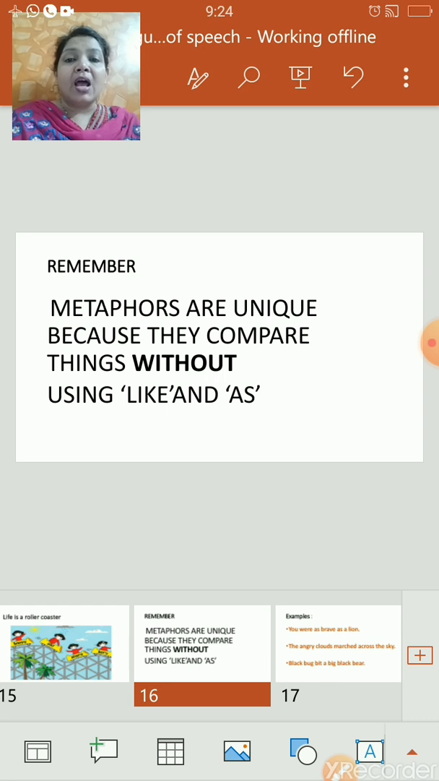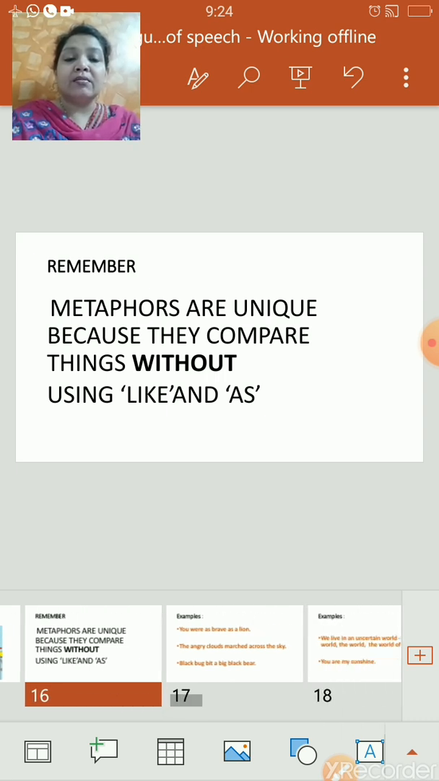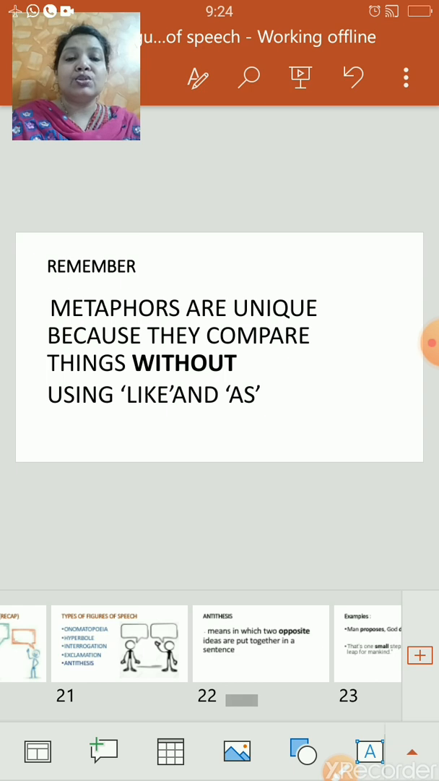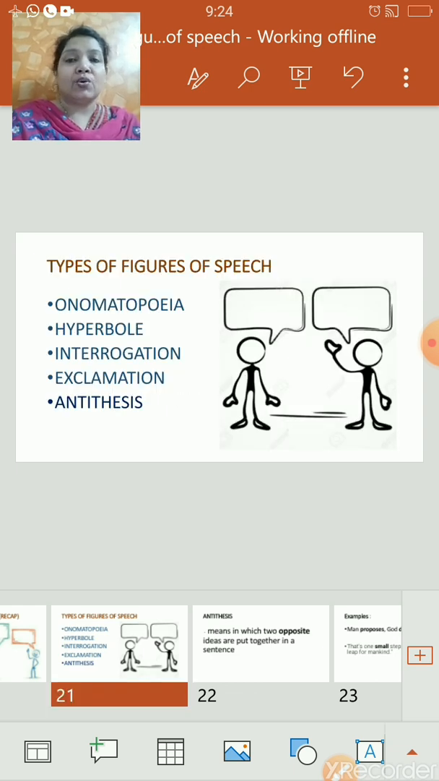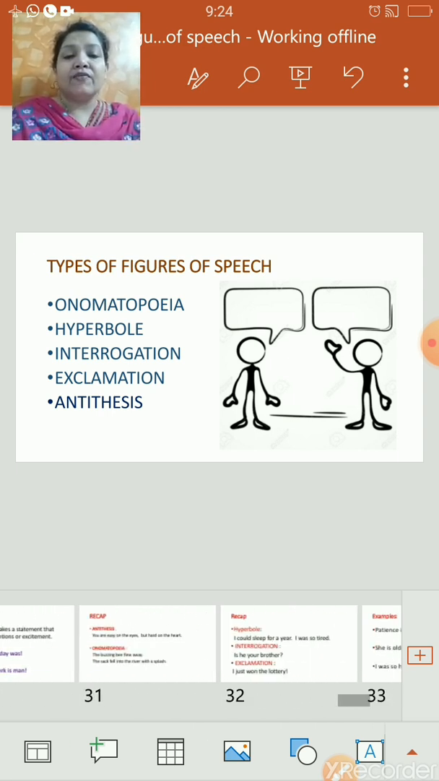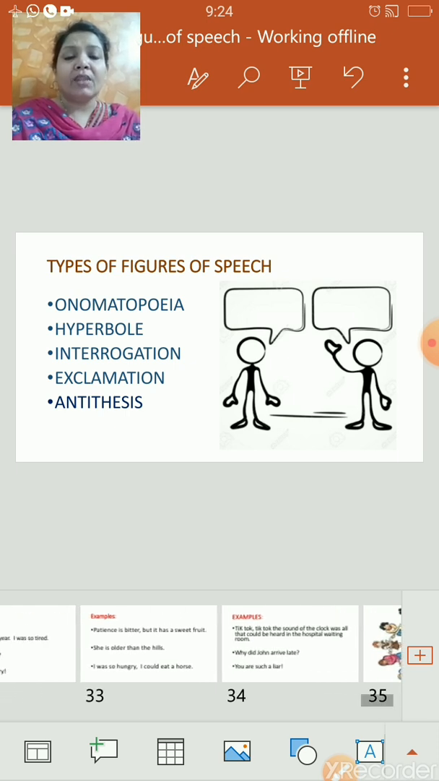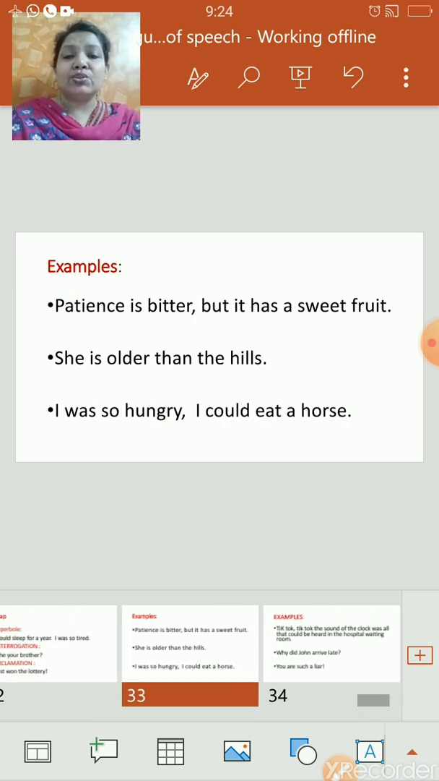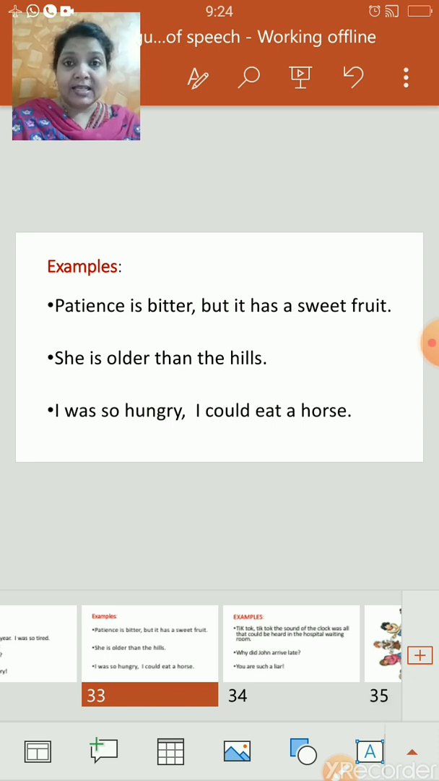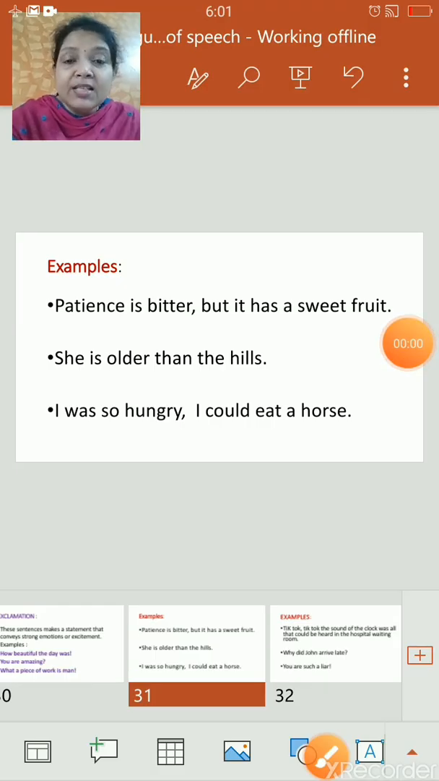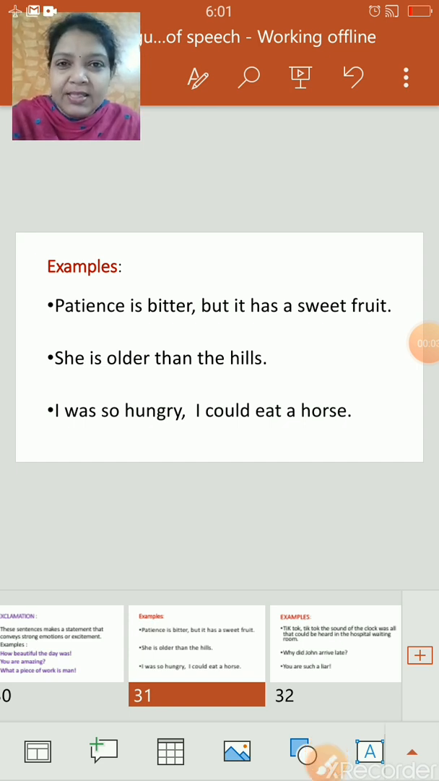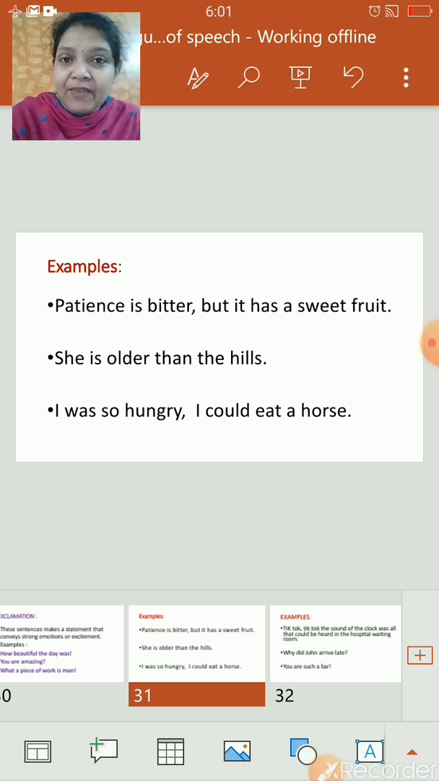All right, and now students, let us come to part 2. In part 2, we have already done onomatopoeia, hyperbole, interrogation, exclamation, and antithesis. Based on this, I have given a few examples. So now let us see whether you are able to do this example, and as a test, whether you are able to identify this figure of speech. So let's start. Students, let us quickly go through a few examples and revise what we have done.